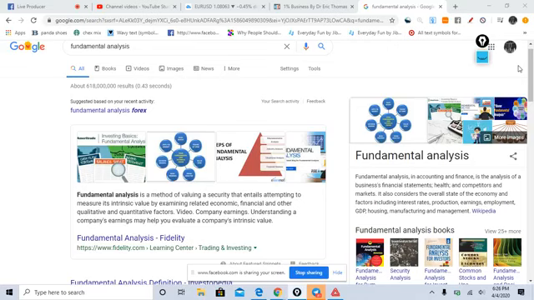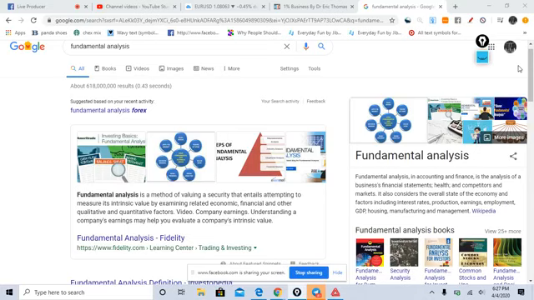Fundamental analysis is a method of valuing a security that entails attempting to measure an intrinsic value by examining related economic, financial, and other qualitative and quantitative factors. For a company, understanding its earnings may help you evaluate its intrinsic value, right? So fundamental analysis is more like looking at numbers, gauging the status or condition of a certain asset or a country.